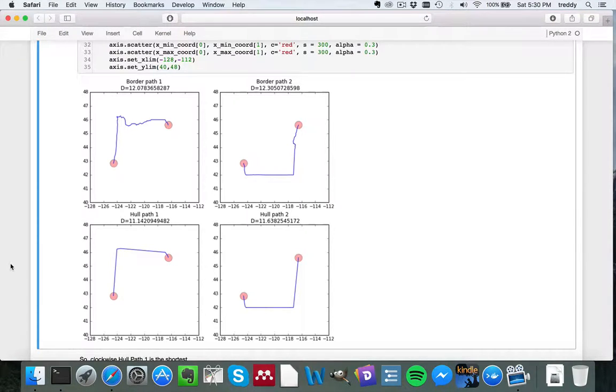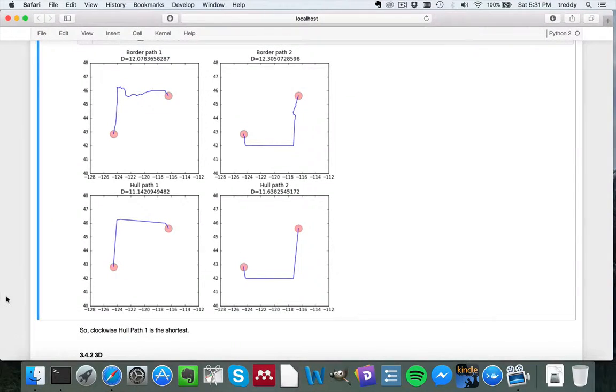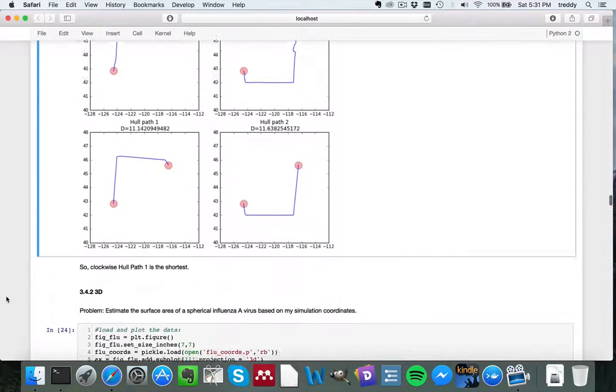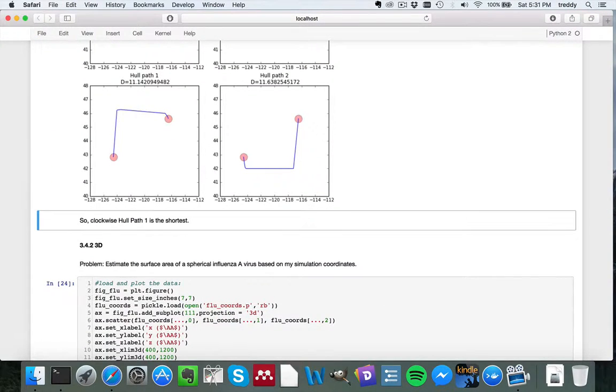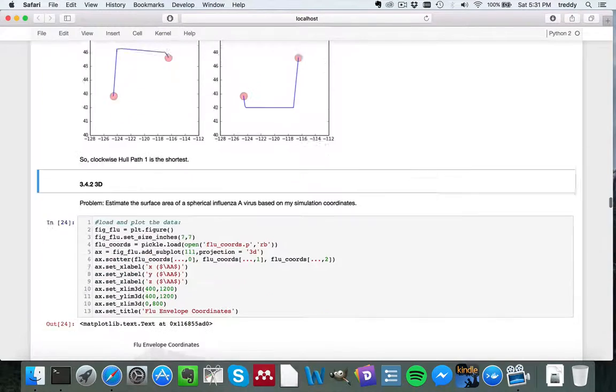And you have the convex hull as a sort of tool for assessing two or more possible paths around that obstruction, which are actually turning out to be the shortest Euclidean distance traversed by your particular object around the obstruction. So clockwise hull path 1 is the shortest in this particular case.